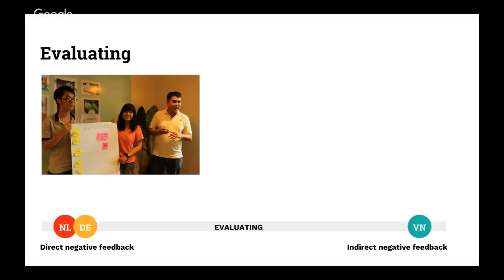So when we look at the evaluating scale from Erin Meyer, we can see in Vietnam there is very indirect negative feedback, whereas in Germany and also the Netherlands, the context where I'm living now and I was living then, it's very direct negative feedback.